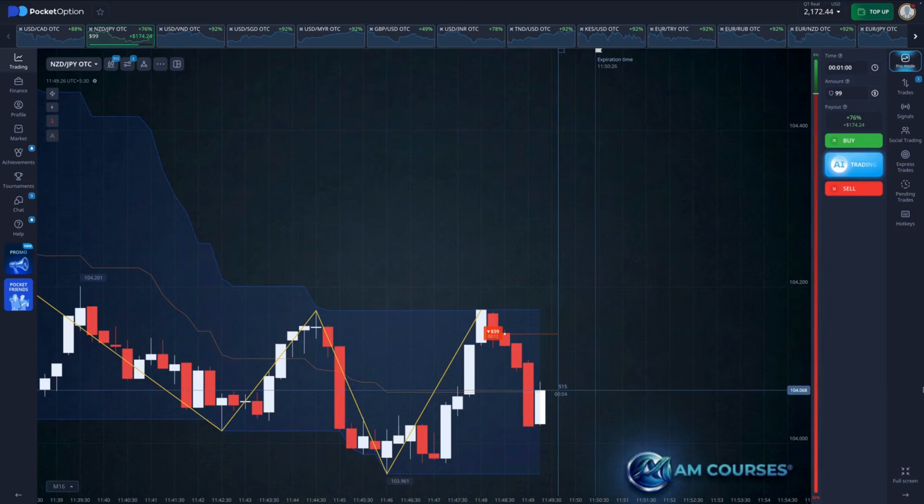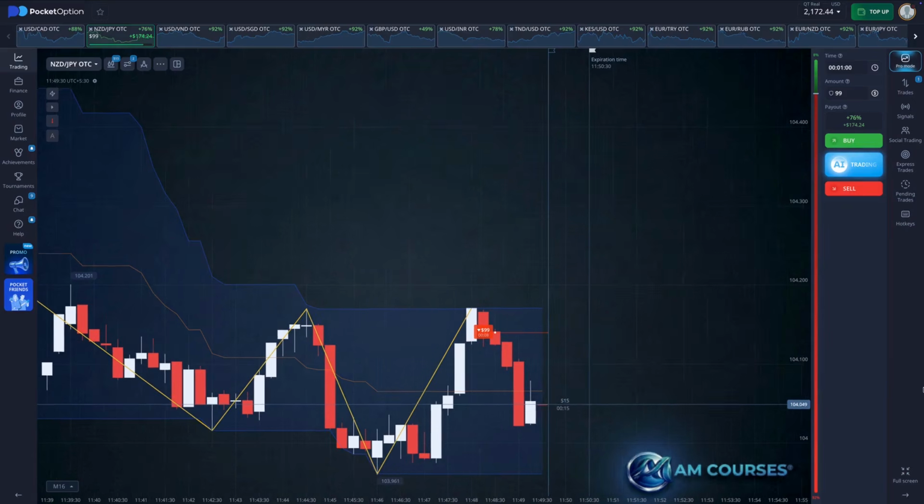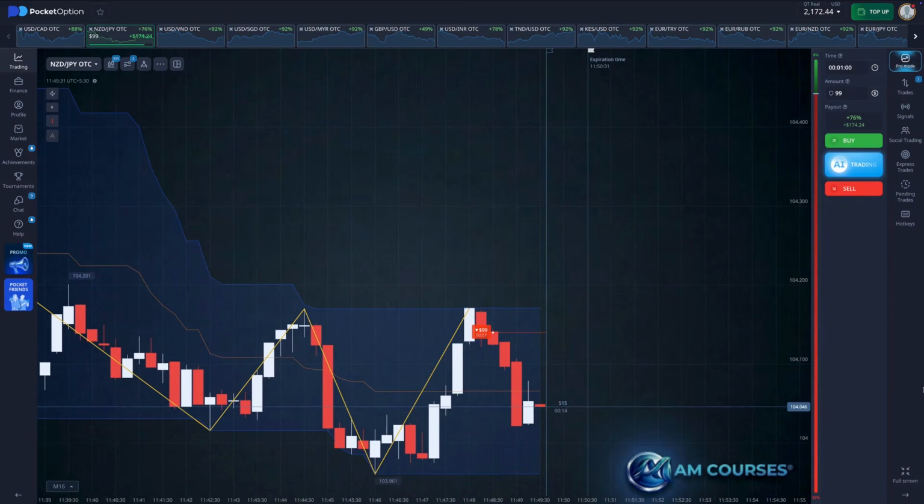Together, these two tools help us spot potential reversal zones, points where price may be running out of steam. And remember, we're reading all of this on the 15-second chart, with every trade carrying a 1-minute expiry once it's triggered. Here's how it works, step by step.